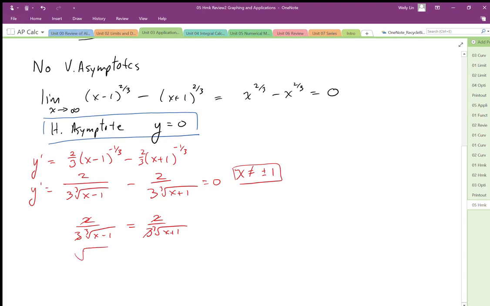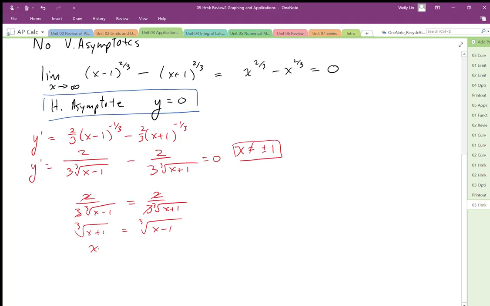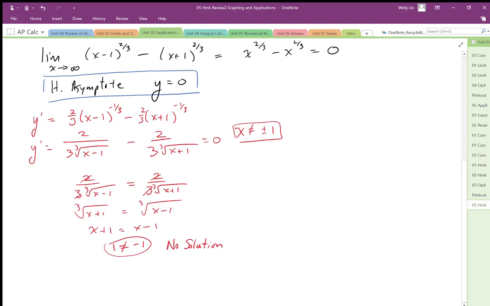So I end up with cube root of (x plus 1) is equal to cube root of (x minus 1). I cube both sides to solve this, so I get x plus 1 equals x minus 1. Cancel the x's, so I get 1 equals negative 1. Well, that's not true. Well, what does that mean? What that means is that there is no solution. There are no x's that will make 1 equal to negative 1. That means that there are no places where the first derivative is equal to 0.